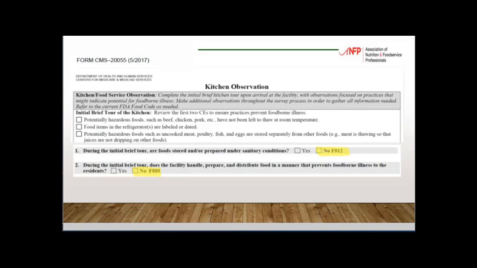The next one, also during the initial tour. So hone in on a lot of these initial tours, because that's what happens right away when the surveyor breaks the threshold of your front door. And this is handle, prepare, and distribute food in a manner that prevents foodborne illness. So food safety. And that's coming under F880. And checking on our sheets, that is infection prevention and control. And that's the facility as a whole.